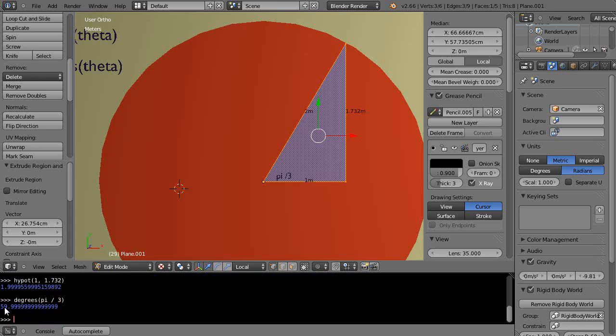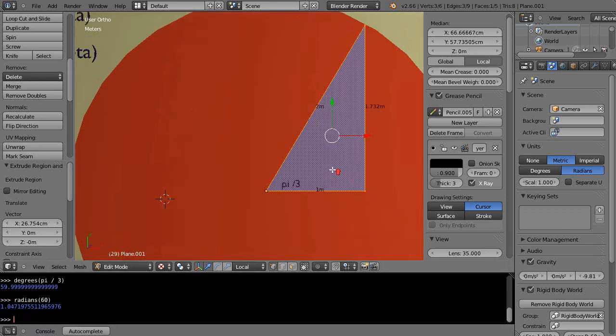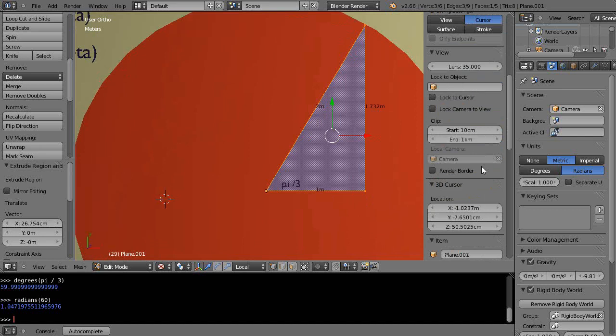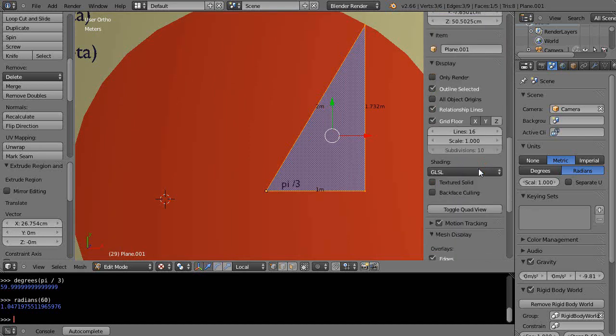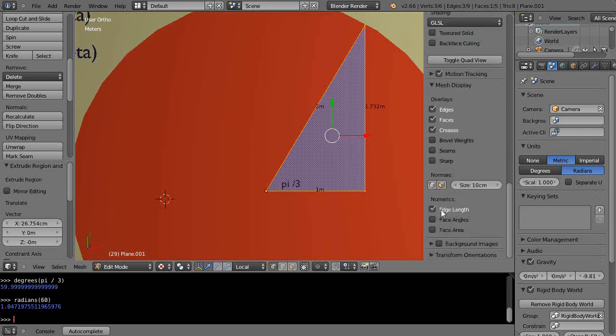And it converts it, 59.999999 degrees. Or you could do the same thing with radians. Radians, 60, like that, and it converts it into 1.04719. Let's take a look at this down here, instead of the edge length, we'll put the angles up. There it is, 1.047. Though I put the tutorials on earlier so you knew how to convert from degrees to radians, you could also just do it like this.